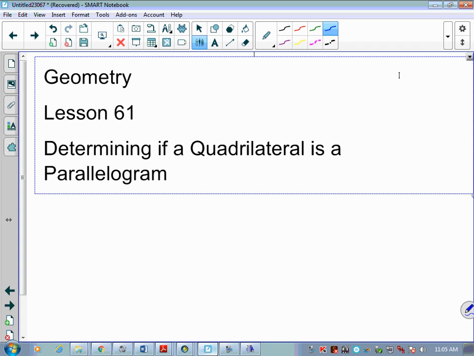Opposite sides, what? Opposite sides are congruent. Okay, opposite sides of a parallelogram are congruent. Can anybody give me another rule? Diagonals bisect each other. Very good, that's 2. Can anybody give me another one?